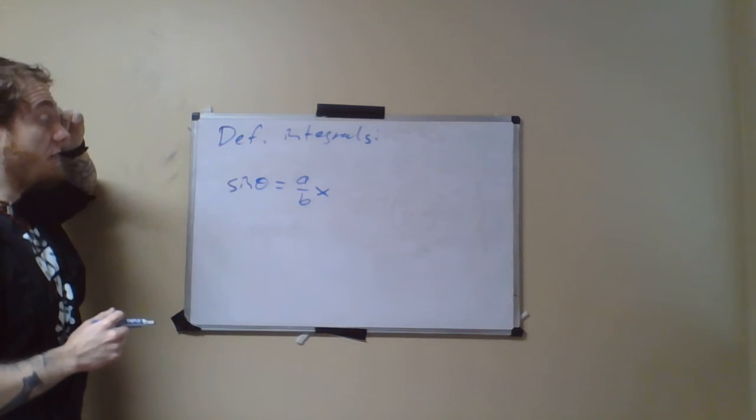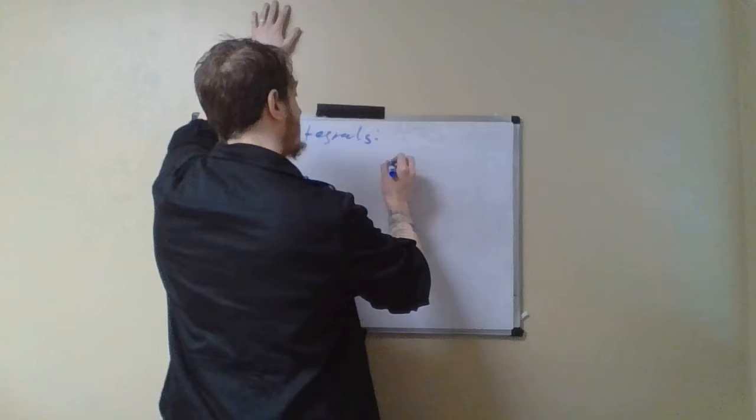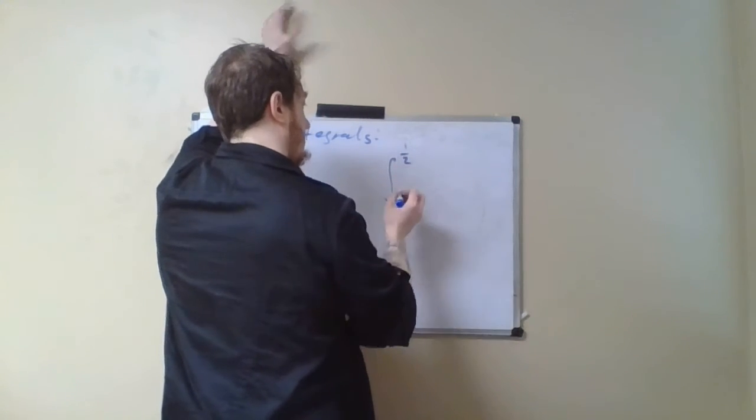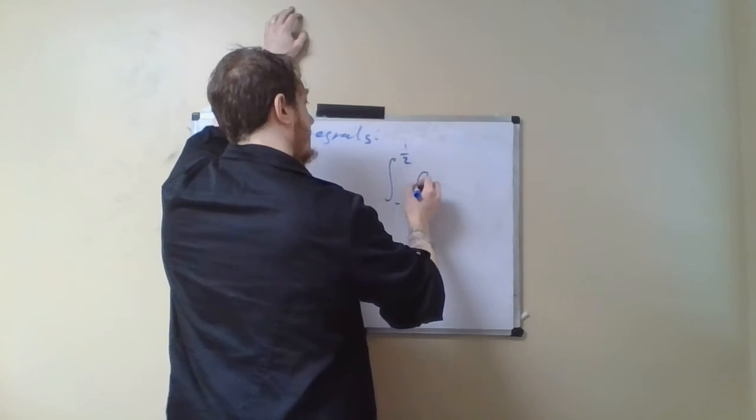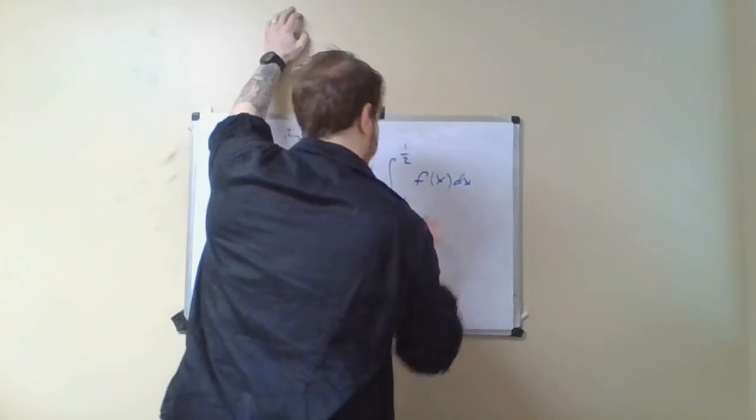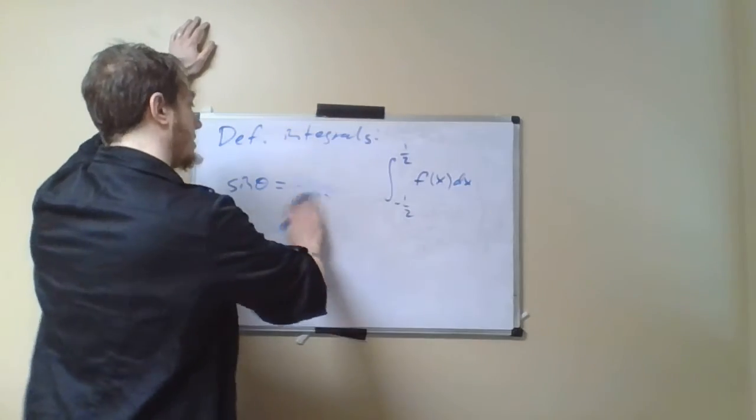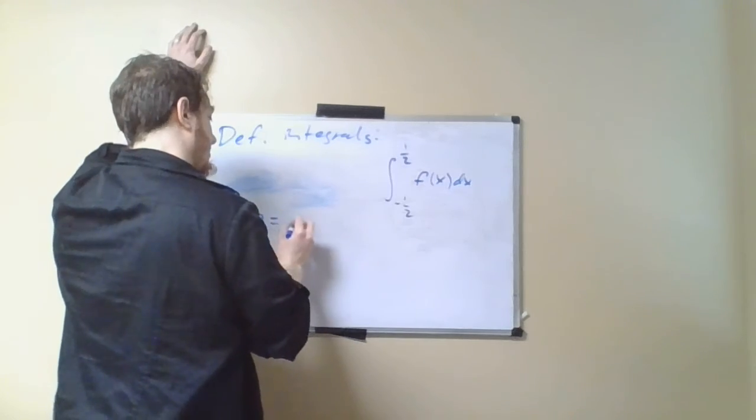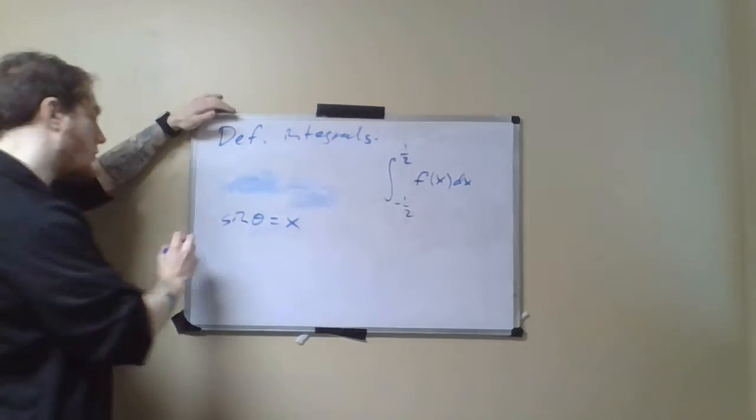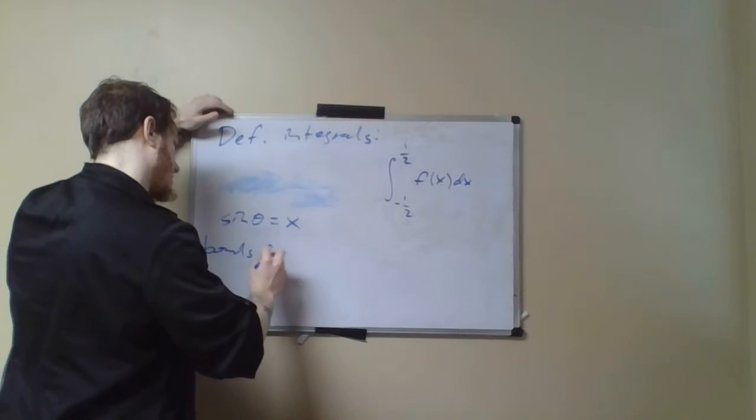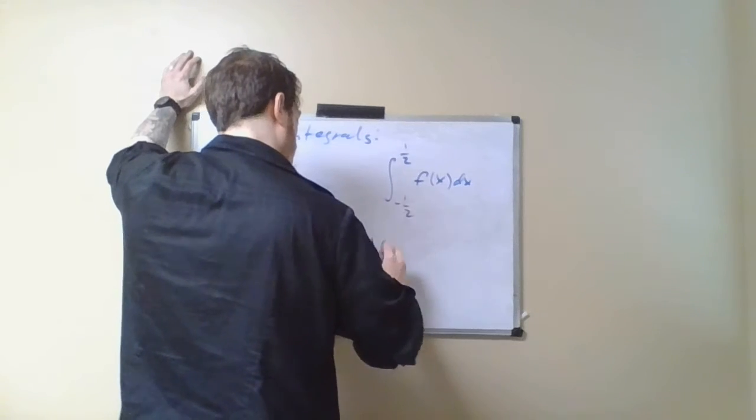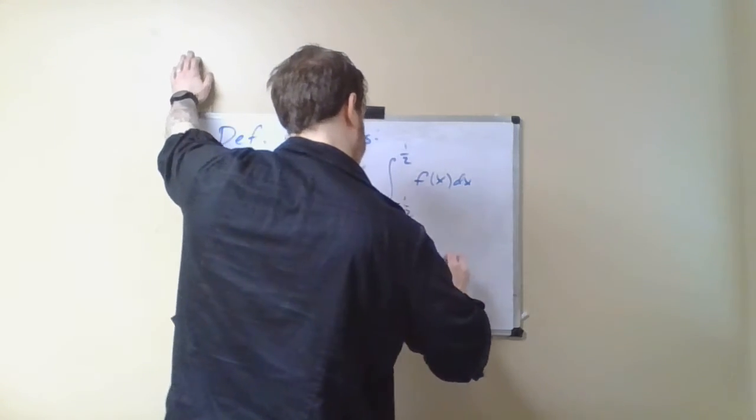So for instance, if I'm going to be doing an integral that is from, let's say, negative 1/2 up to positive 1/2, and I have some f of x dx, if I end up making a substitution, like let's say sine theta is equal to x, well then my new bounds for theta, these are going to go from sine inverse of negative 1/2 to sine inverse of positive 1/2.